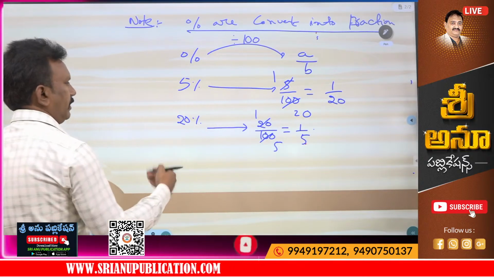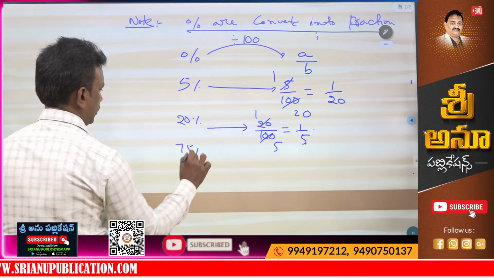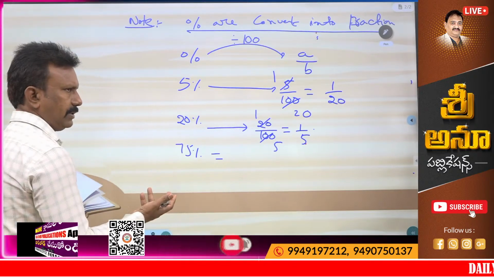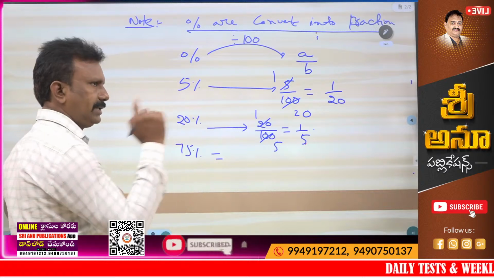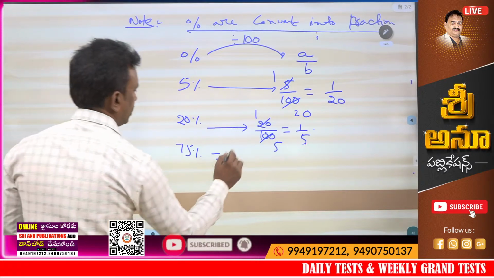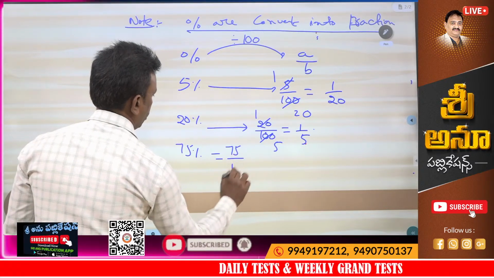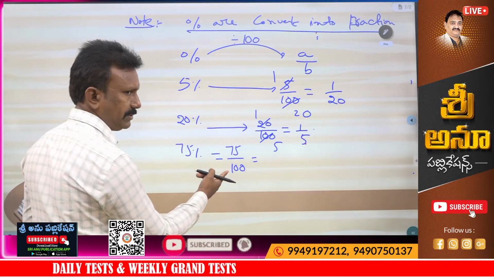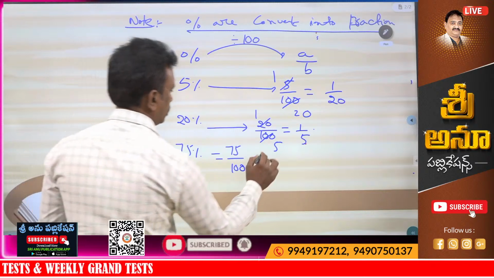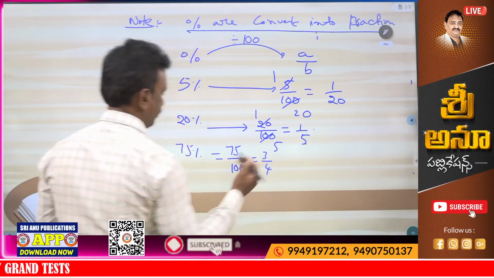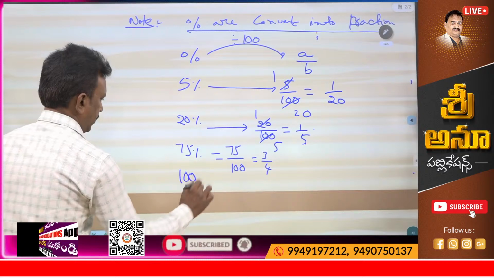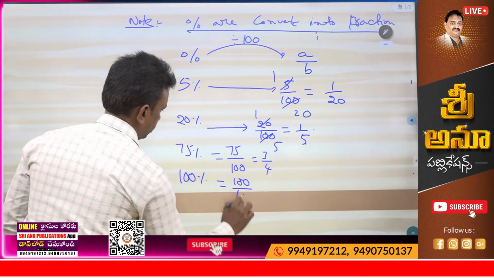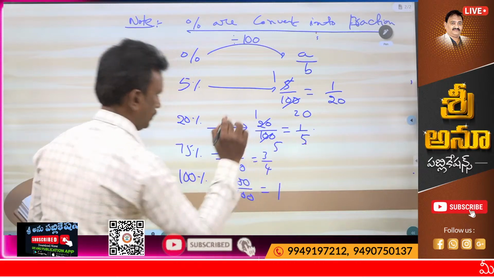Similarly, we can write the 75%. What is the fraction? 75%, 3 by 4. 100% is equal to 1. So 75% is 75 by 100. It is equal to 25 table divides 3 times, and 25 table divides 4 times. So an easy one, 3 by 4. Next one is 100%. It is equal to 100 by 100, which is equal to 1.